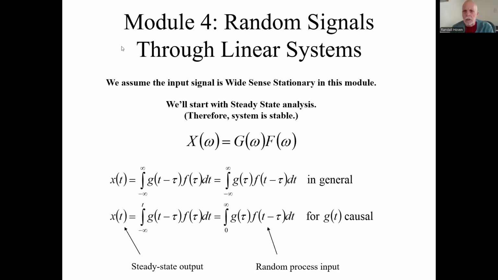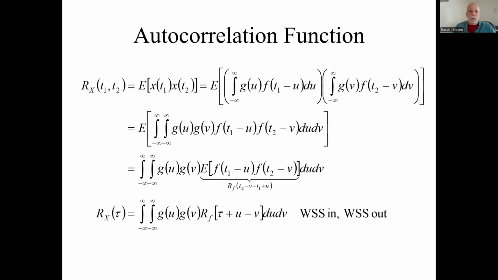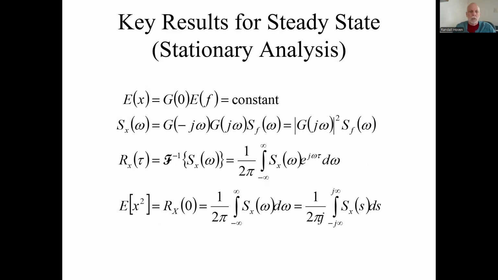What we're looking at now is sending random processes through linear systems. And we're starting with steady state analysis, which means out as time goes to infinity. And we went through and derived ways to characterize the output signal, which will also be a random process. So we're talking about a wide sense stationary random process input through a linear system that's stable.